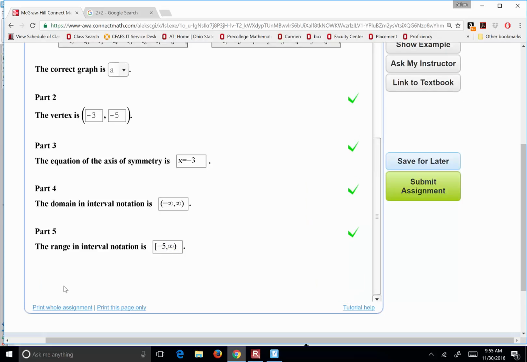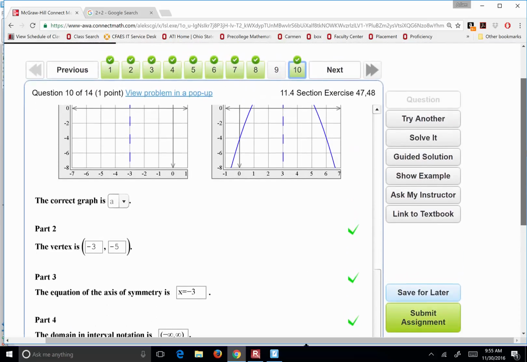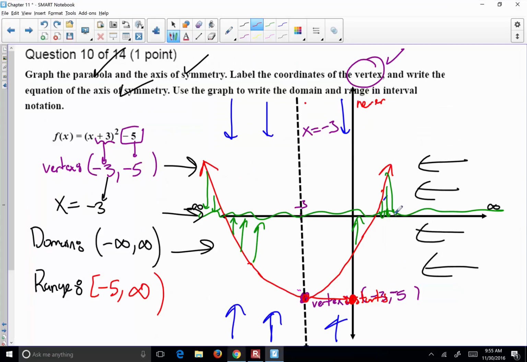Okay? Any questions? Read from bottom to top when you're doing range. Right, that's a good point. When you're reading range, you always read from bottom to top. So that's why we start with -5 and infinity.